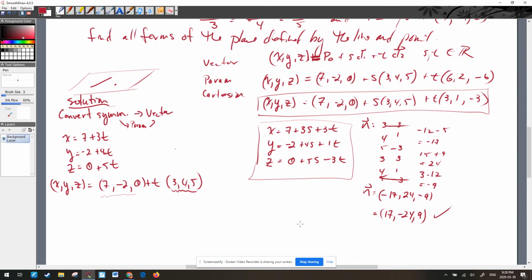I'm good about that. So then we know that the equation of this plane is going to be, it looks like 17x minus 24y plus 9z plus d equals 0. And then we're going to take a point. Now, certainly any of the points that are on the plane will work. I'm going to use that one because it's got a 0 in it, which will make my math a little bit easier. So 17 times 7 minus 24 times negative 2 plus 9 times 0 plus d equals 0.